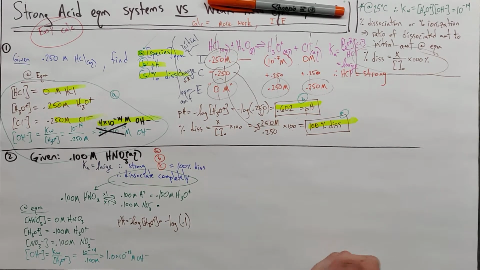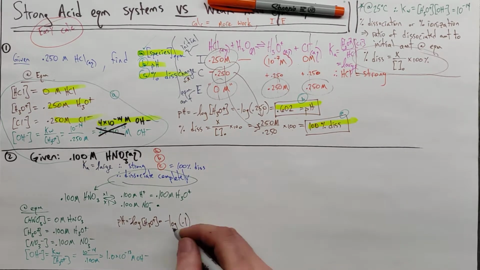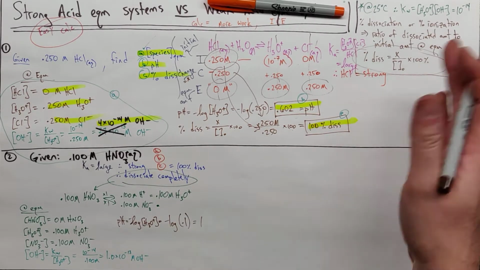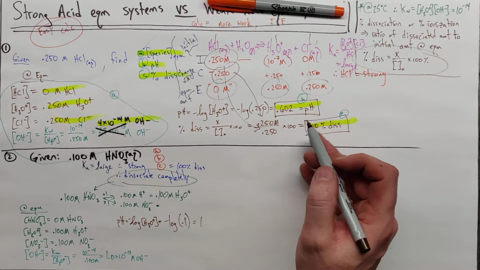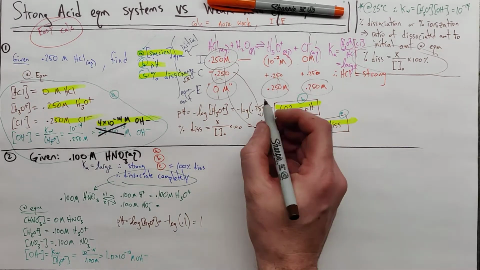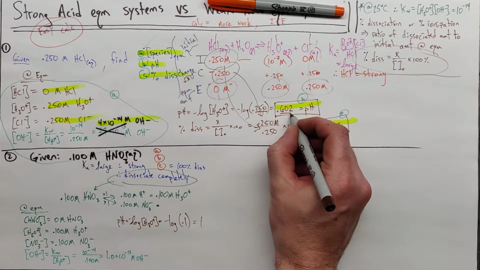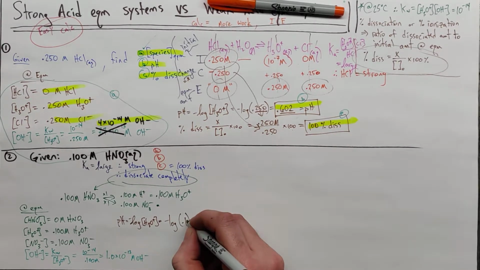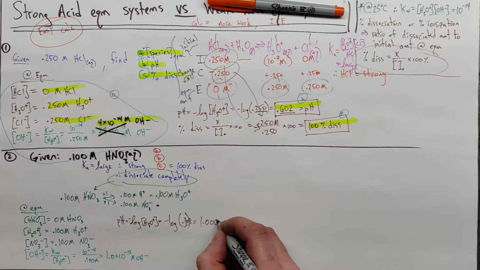The log of 0.1 is negative 1, and negative negative 1 is 1, so our pH has to be 1. In terms of sig figs, there is a rule: for pHs and concentrations, the number of sig figs in the concentration is equal to the number of decimal places in the pH. So my concentration was actually 100, so I have 3 sig figs, so I should have 3 decimal places in my pH.